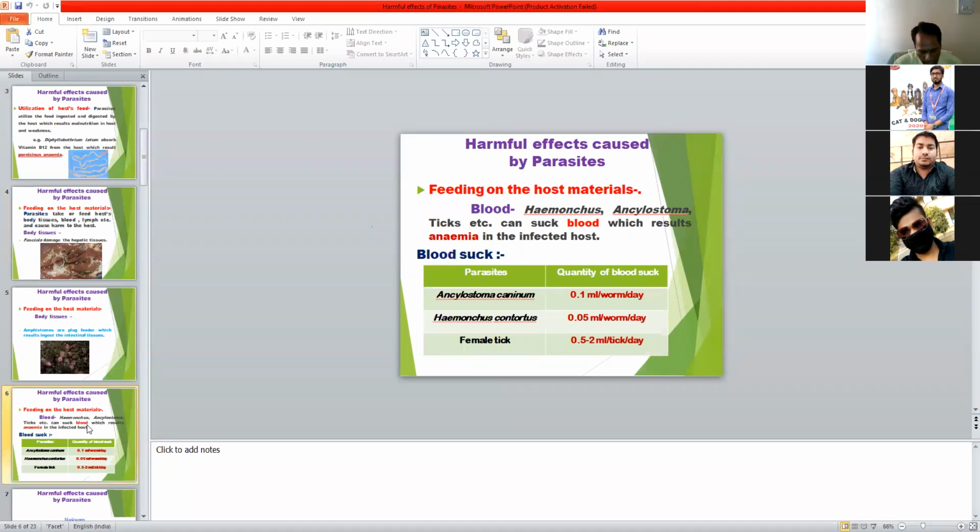Then some of the parasites take nutrition by feeding on the blood of the infected host. So some blood sucking parasites take nutrition from the host by sucking the blood. जो blood sucking parasite है, जो mainly blood suck करता है, blood suck के द्वारा अपना nutrition लेता है, तो वो host से blood suck करता है. So a commonly known voracious blood sucker parasite is Haemonchus contortus. Haemonchus contortus is a round worm.